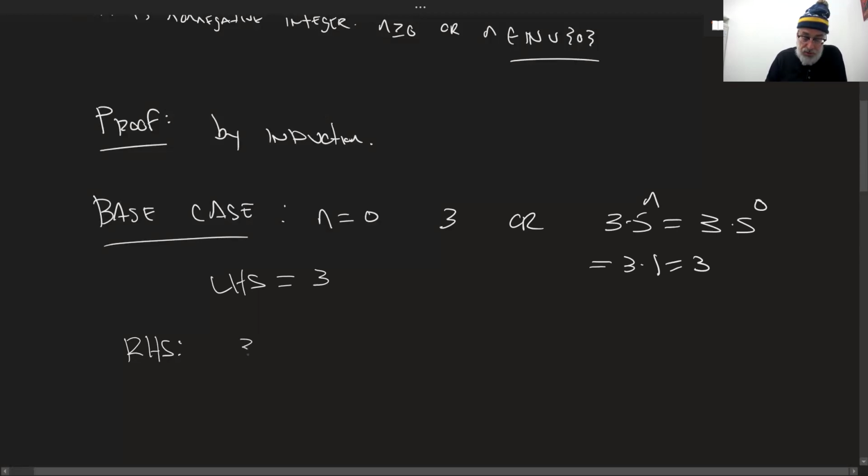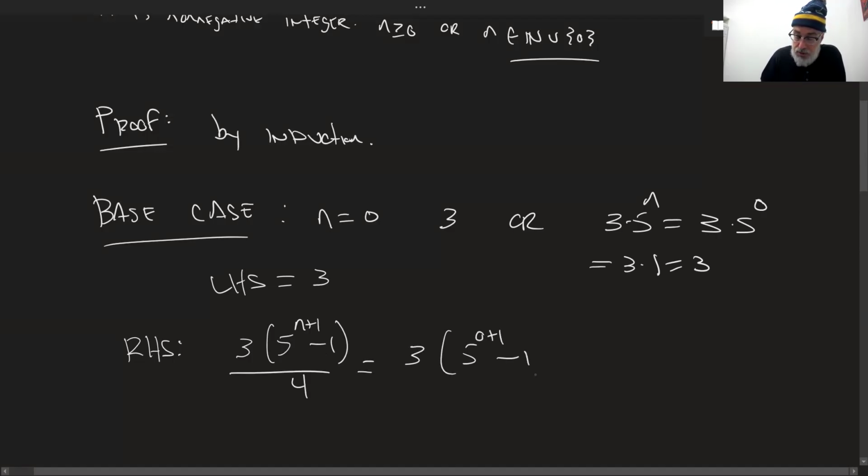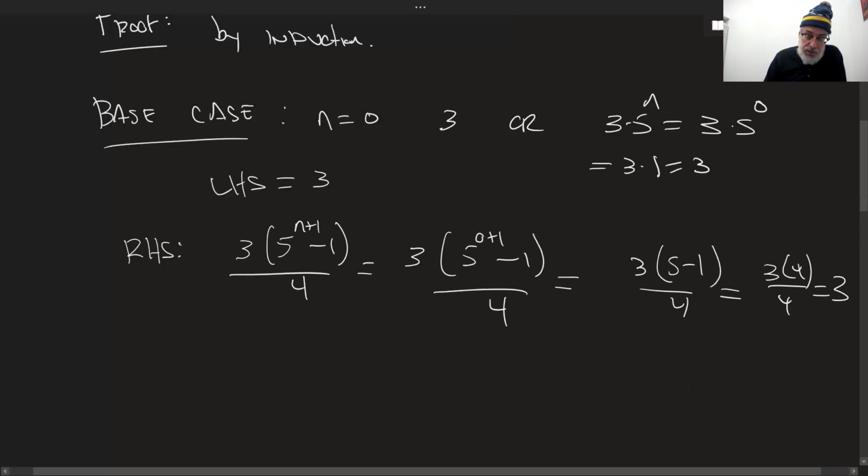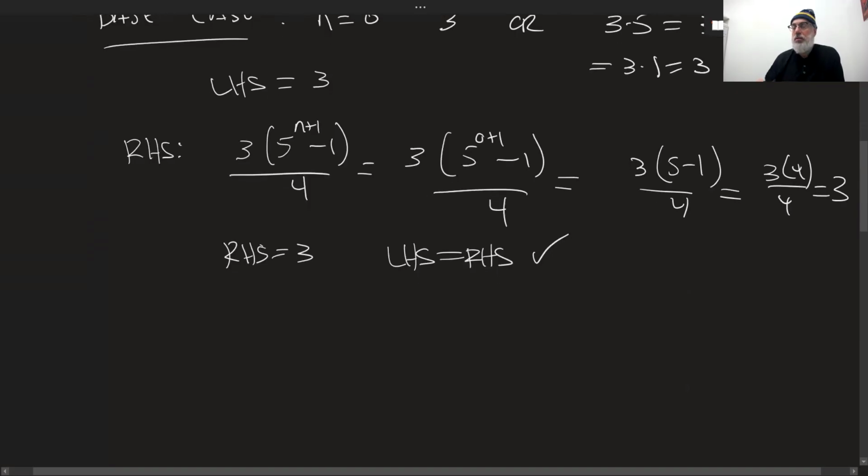Now the right-hand side was 3 times (5 to the n plus 1 minus 1) divided by 4. So it's 3 times (5 to the 0 plus 1 minus 1) divided by 4. That is equal to 3 times (5 minus 1) divided by 4, which is 3 times 4 divided by 4, which is 3. So the right-hand side equals 3. So the left-hand side and the right-hand side are the same. So the base case holds. So now I can proceed to the inductive step.